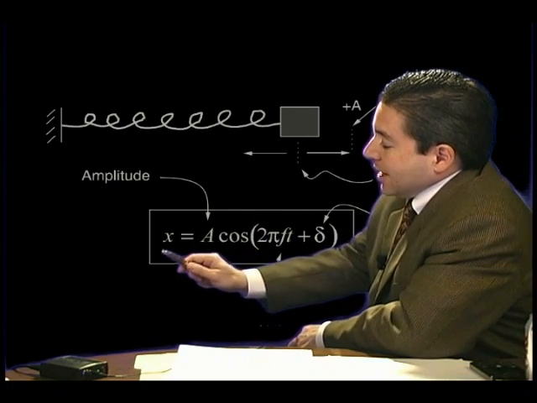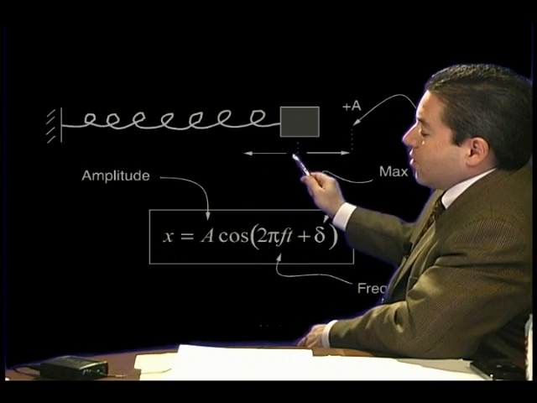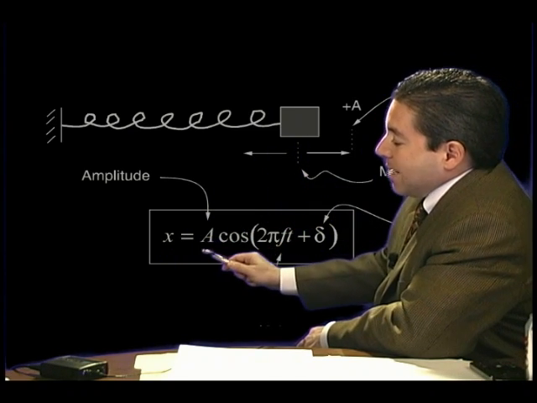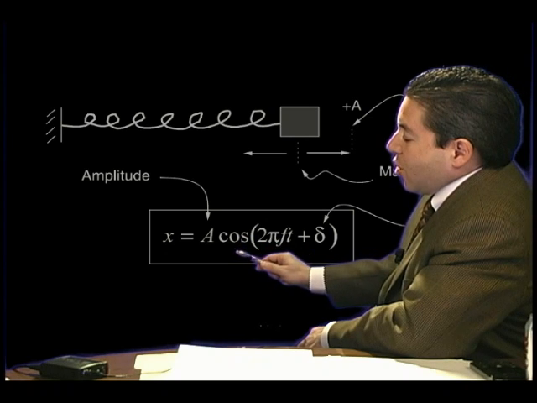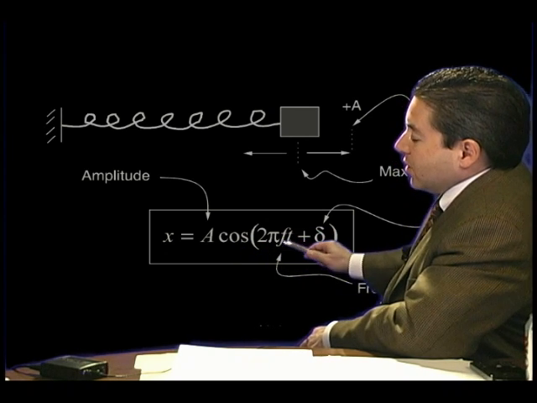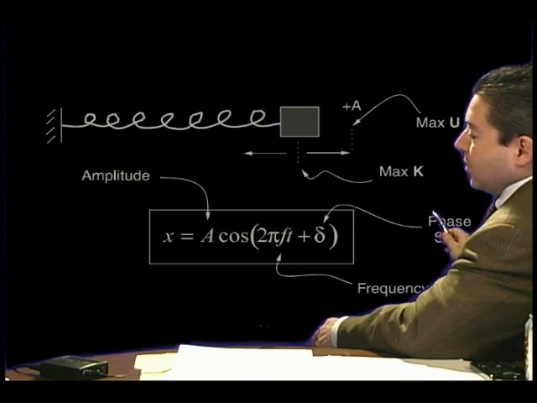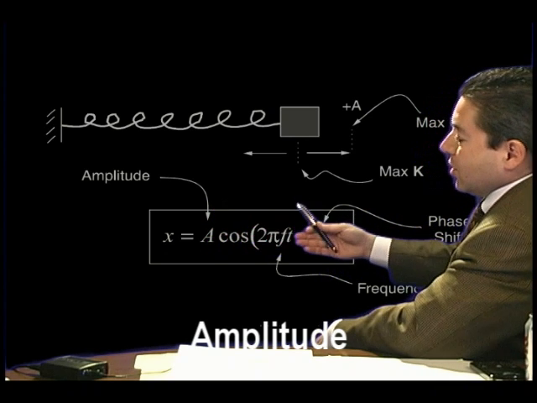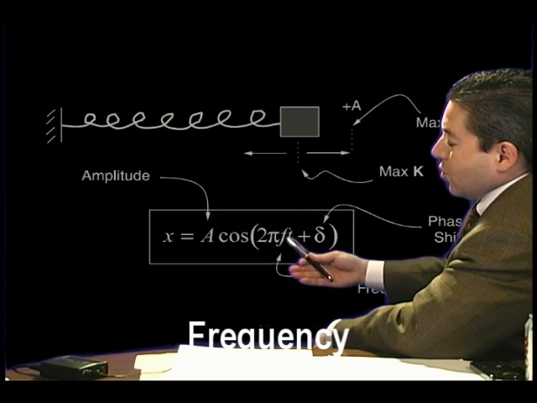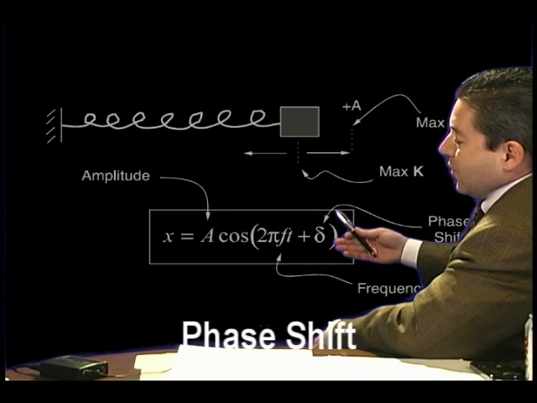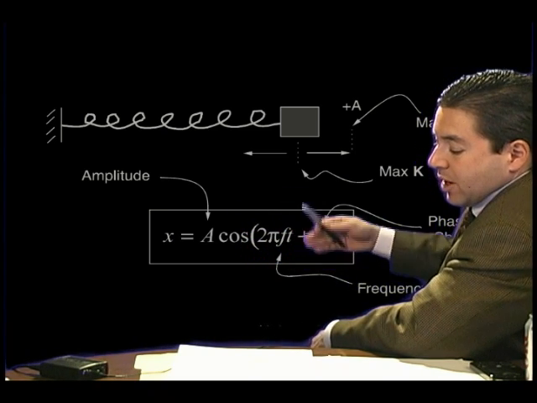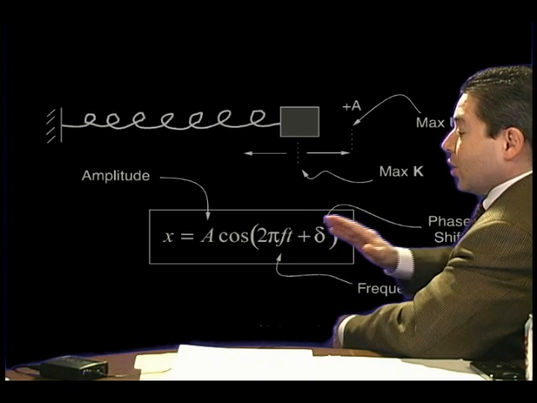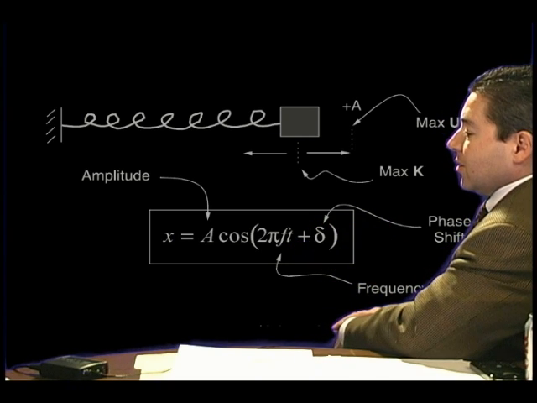What this tells you is that x, the displacement away from zero, the equilibrium point, is equal to the amplitude times the cosine of 2 pi times the frequency times the time, plus the phase shift. Notice those three parameters that I mentioned at the outset. The amplitude defines the equation, the frequency is a variable in the equation, and the phase shift is a variable in the equation. And this is a trigonometric equation.